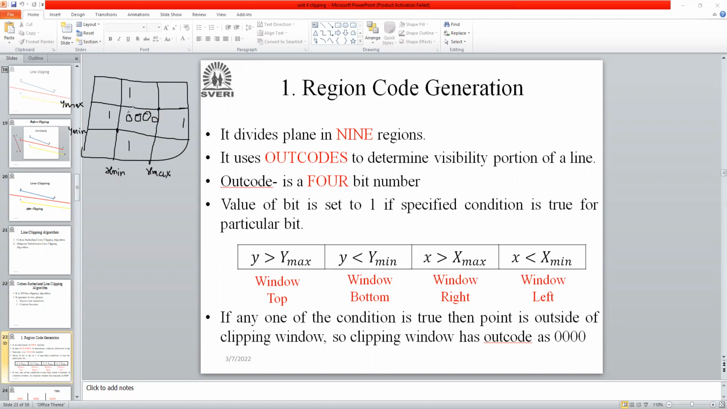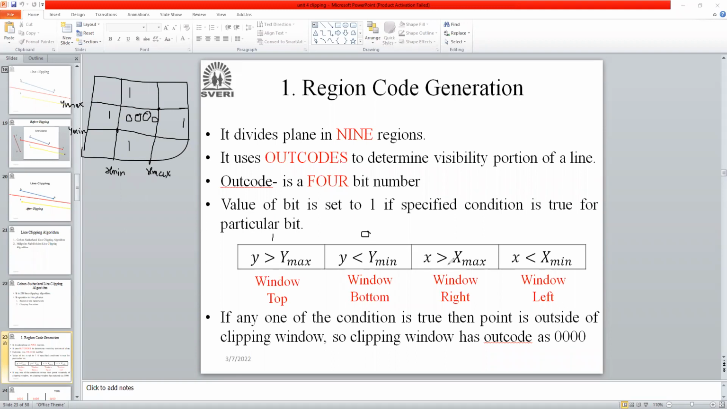Now with respect to this clipping window, I am going to set the bits. So if the y value is greater than y max, so in this region, the y value is greater than y max. So y max is here. So if the y value is greater, then I'm going to set the first bit is equal to 1. So the first bit I'm going to set as 1. Now, whether the y value of this region is less than y min? No. The y value in this region is greater than y max. So it will not be less than y min. So the second bit has to be 0.